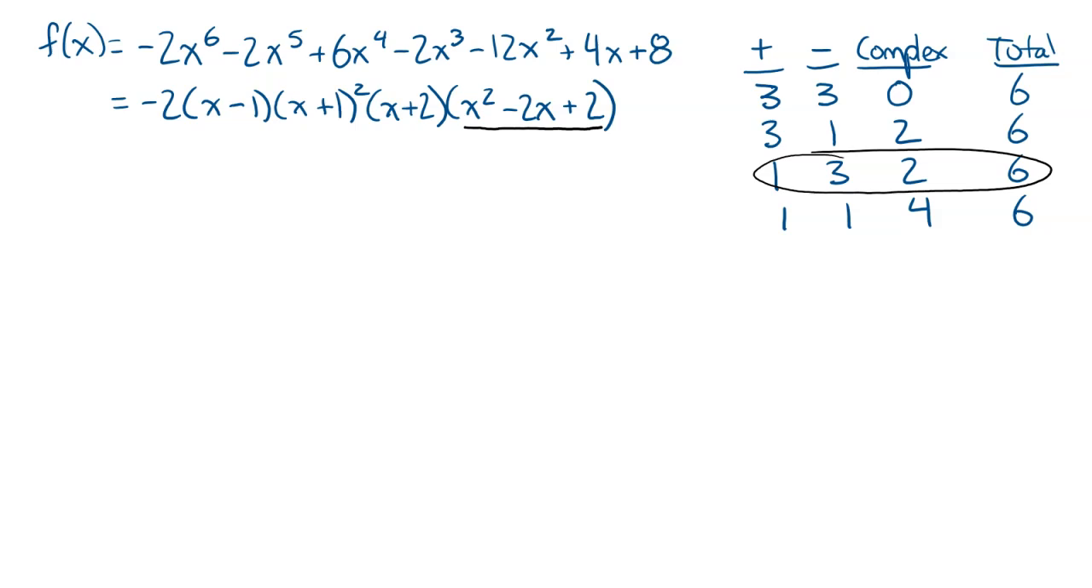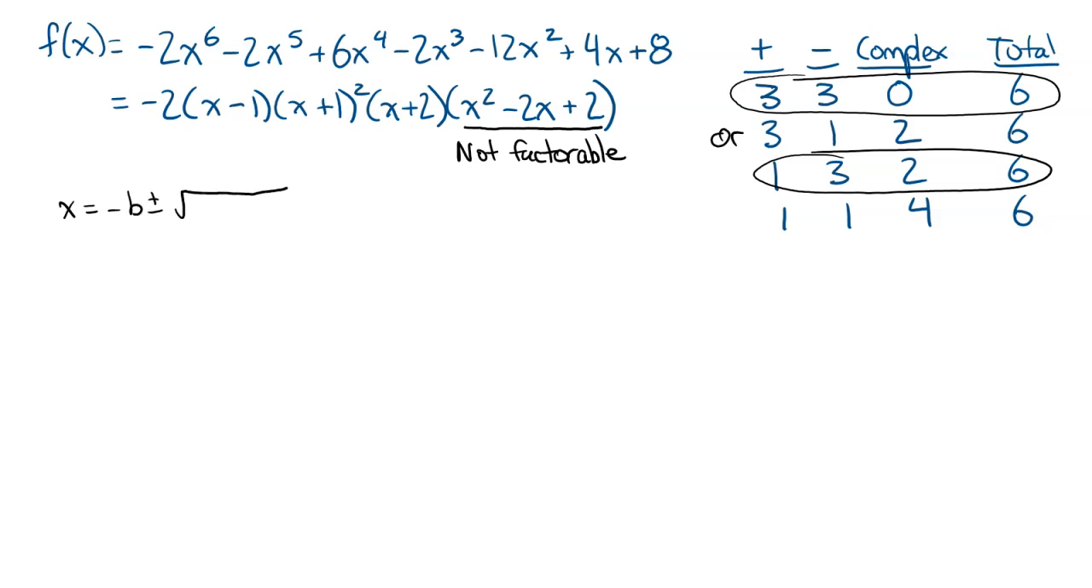Now remember that we could have 1, 3, and 2 and 6, or 3, 3, and 0 and 6. And so it's one of those two options. So it's either going to have another two positive roots, or it's going to have two complex roots. Now this is not factorable, so we have to use the quadratic formula in order to solve this. So quadratic formula: negative b plus or minus the square root of b squared minus 4ac over 2a. Great songs to memorize that if you ever want to.